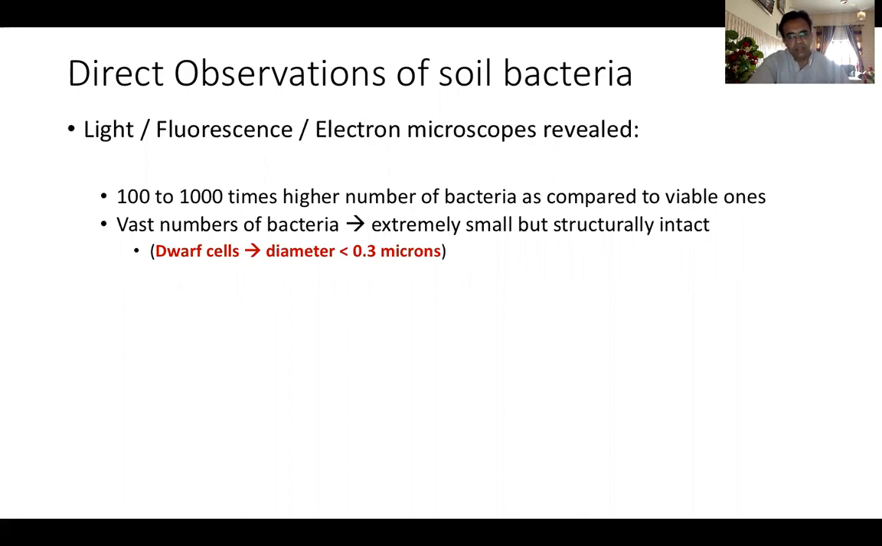Structurally intact means they are viable. I mean, they are living. They are alive. However, because all their structures are okay for starting a life, however, they don't grow. And these are very small cells. And we would call them dwarf cells in this lecture onward.